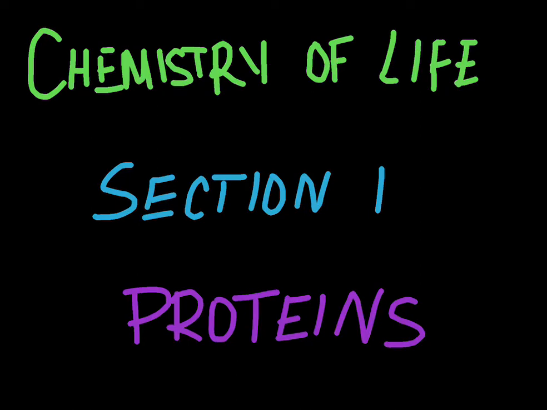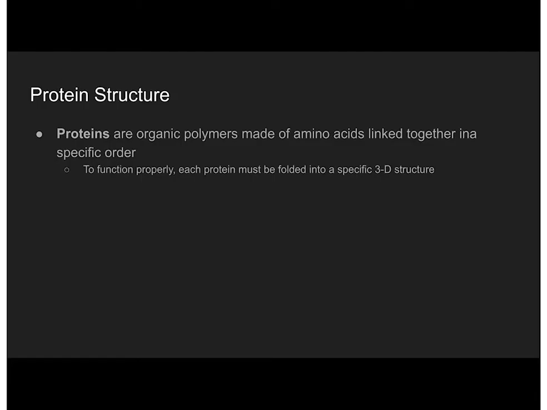So here is our first real unit in our chemistry of life. And in section 1, we are going to talk about proteins. So proteins are organic polymers, which just means that they are carbon-based, and polymers means that they're made up of many parts. And those many parts are amino acids that are linked together in a specific order. And to function properly, each protein has to be folded into a specific 3D structure.